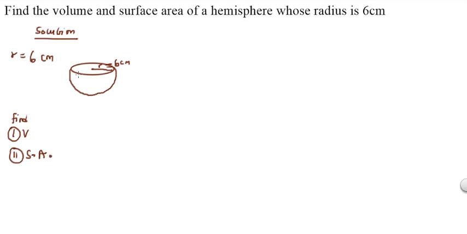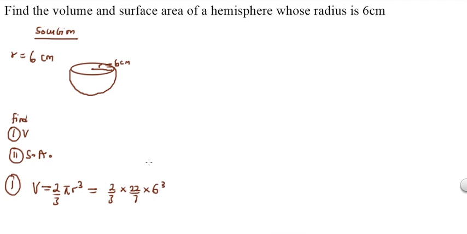First of all, to find the volume of the hemisphere, we use the formula: volume of the hemisphere is equal to 2/3 πr³. So the volume of a hemisphere is just half of the volume of a sphere. Now if we take our π as 22/7 and our radius as 6, I plug everything into this formula, we get 2/3 times 22/7 times 6³.